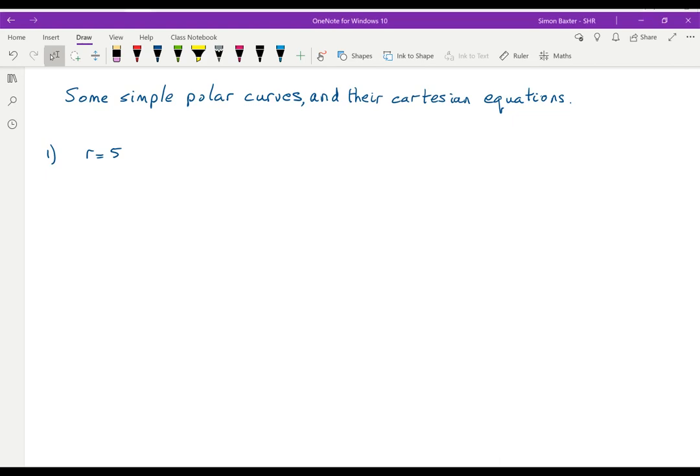Now let's look at some simple polar curves, polar equations, and their Cartesian equivalent equations. If I start off with r equals 5, I think you all ought to be able to see what that is. If I have a point and a line, the distance from the point is always 5, I must have a circle.